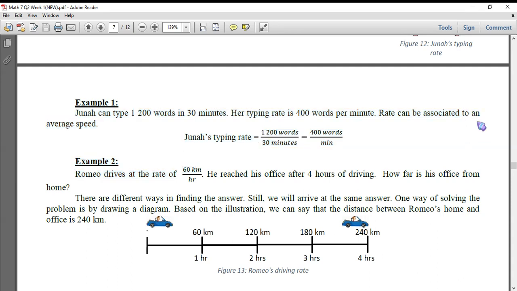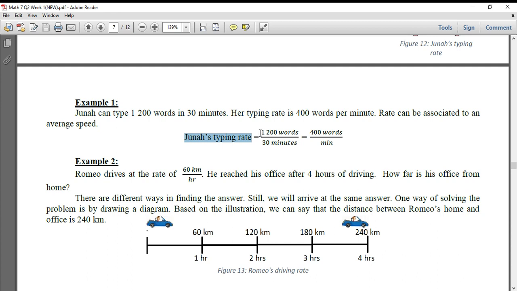Rate can be associated to an average speed. Okay, so ayun. So sometimes yung rate ay tinatawag nating average. Okay, average speed. Okay, sabi rito, ano? Ayan, rate can be associated to an average speed. O, kaya nito, pag sinabi natin, ano yung rate ni Juna sa kanyang pagta-type? Okay, so meaning that's the average speed.